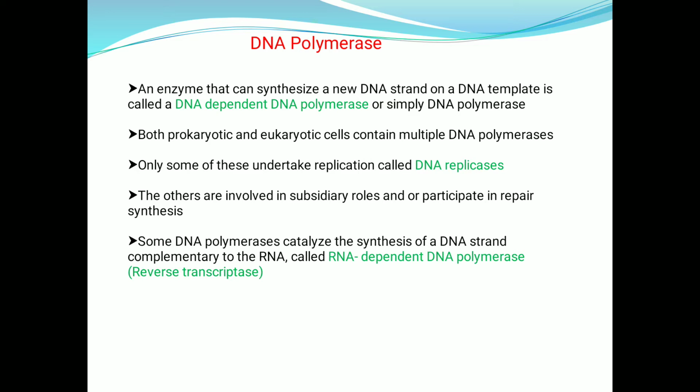Both prokaryotic and eukaryotic cells contain multiple DNA polymerases. Not only 1, 2, 3, there are multiple DNA polymerases. Only some of these undertake replication, called DNA replicases. Why is it called replicase? Because it synthesizes the complementary strand to the template strand. The others are involved in subsidiary roles and participate in repair synthesis. Not only the replicases, the other DNA polymerases participate in subsidiary roles like repair synthesis, or else if there is any damage, they will resynthesize the DNA.